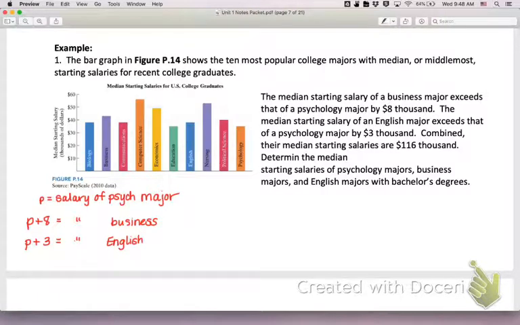And that might seem kind of weird, but if you want to do anything with a degree in psychology where you're going to make some money, you're going to need a master's degree or a doctorate degree. So that's why psychology majors don't usually start off making a ton just with a bachelor's degree.